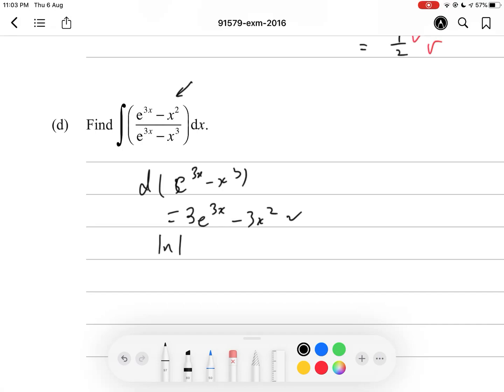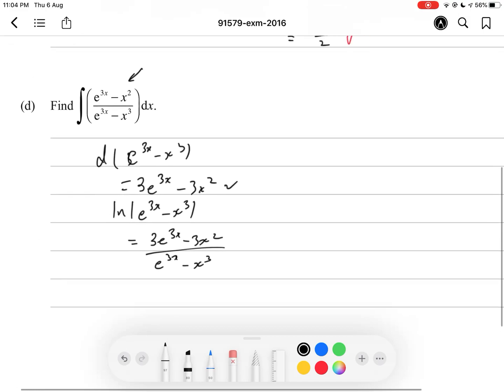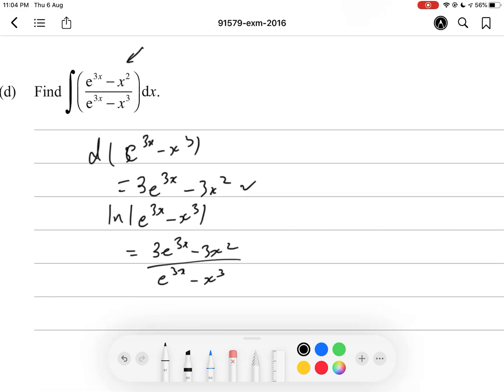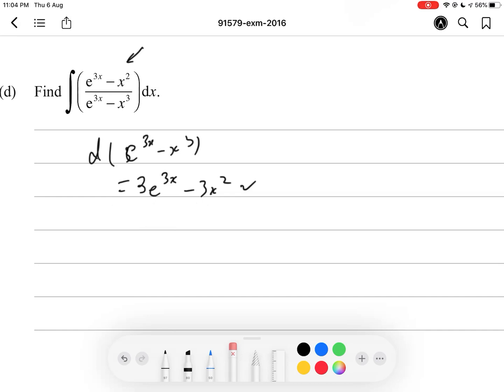Because if we find the derivative of ln of e to the power 3x minus x cubed, we will actually get 3e to the power 3x minus 3x squared over e to the power 3x minus x cubed. So notice that what we actually have in our integral is exactly 1/3 of whatever we had in our numerator. So what we actually had before is obviously a 1 over 3 in front. And that will actually just be it. That's our integral. This is just the reverse chain rule. So you should get that this equals 1 over 3 at the front, ln of e to the power of 3x minus x cubed, plus c.